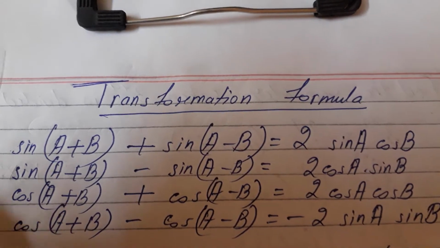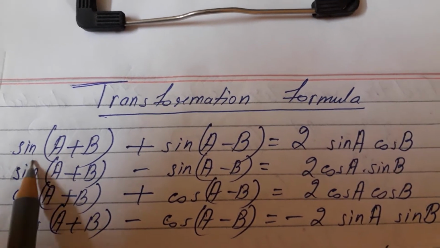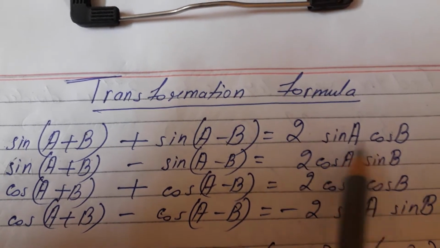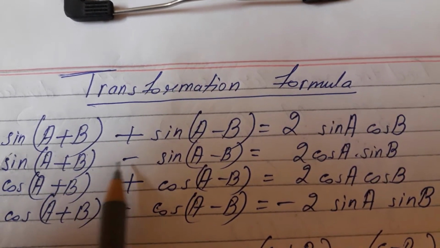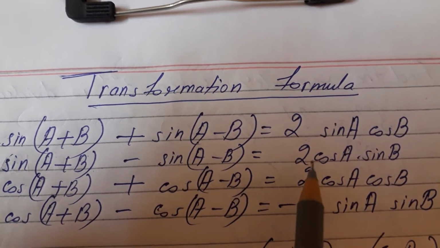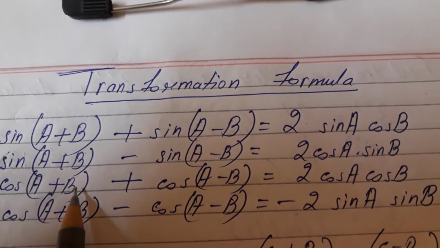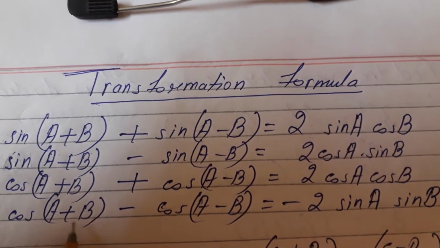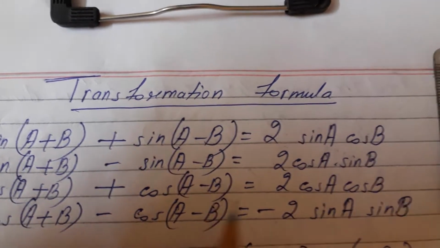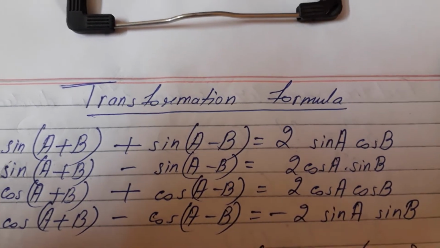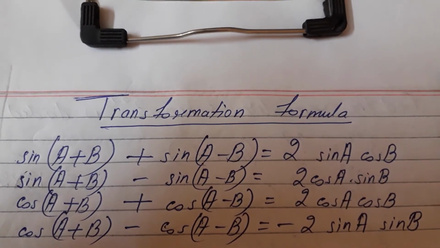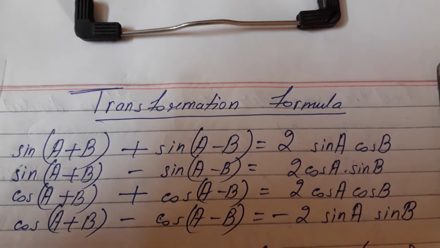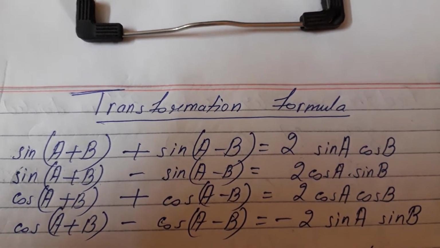Now let's see. Sin(A+B) plus sin(A−B) equals 2 sin A cos B. Sin(A+B) minus sin(A−B) equals 2 cos A sin B. Cos(A+B) plus cos(A−B) equals 2 cos A cos B. Cos(A+B) minus cos(A−B) equals minus 2 sin A sin B. So these are the four basic formulas that you have to learn for using in the numericals.